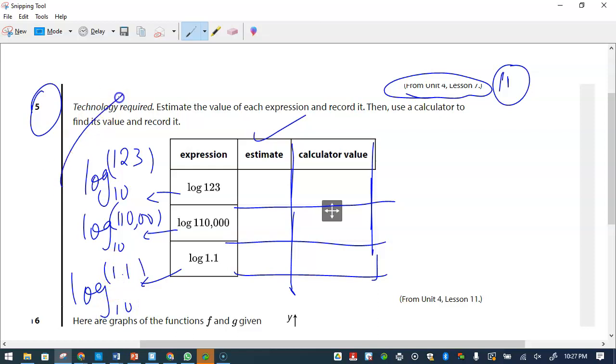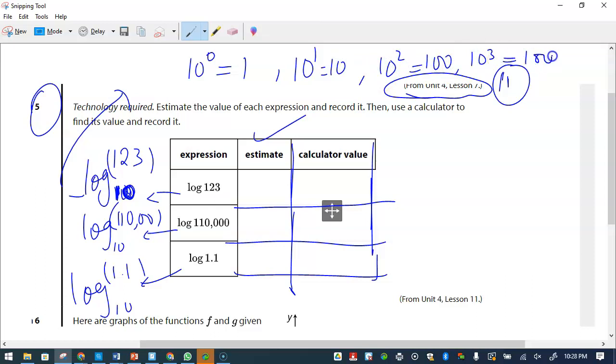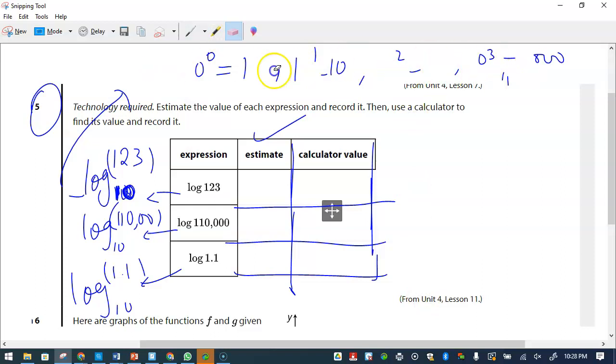Let's go to the first one. Now, this basically means how many times do I multiply 10 to get to 123? Remember, 10 raised to 0 is 1. 10 raised to 1 is 10. 10 raised to 2 is 100. 10 raised to 3 is 1000. Okay, let's really get this part. Or you can even make a table to understand this. It's better to make a table. So let's take off this.